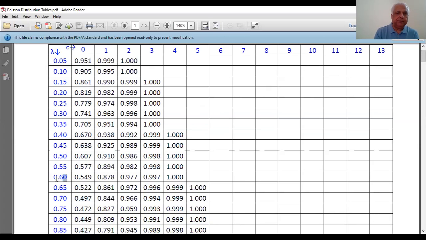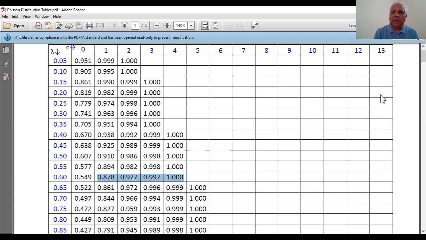Here is 0.6. And what is the value under 1? 0.878. Value under 2? 0.977. Value under 3? 0.997. So do you see the values increasing? These are the acceptance probabilities. By the law of complementary values, the complementary values are now reducing. This would be 12%, 2%, 0%, 0% here. So you see the alpha risk reducing.